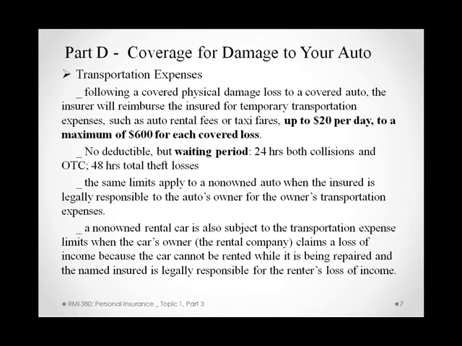The Part D also has coverage for the transportation expense. Now, what does that mean? For example, you need a car to go to work every day. If your car is damaged in a collision or other than collision, you cannot use your car during the time. You need a rental car to go back and forth to work, or you need to take public transportation to go to work. In those cases, those transportation expenses will be covered under your Part D, the coverage for damage to your auto.